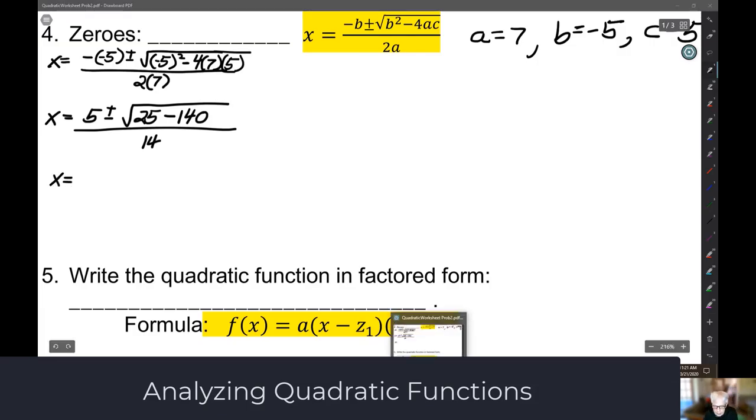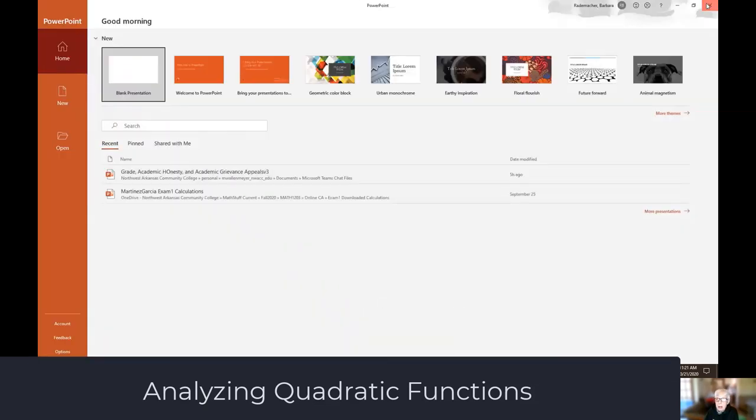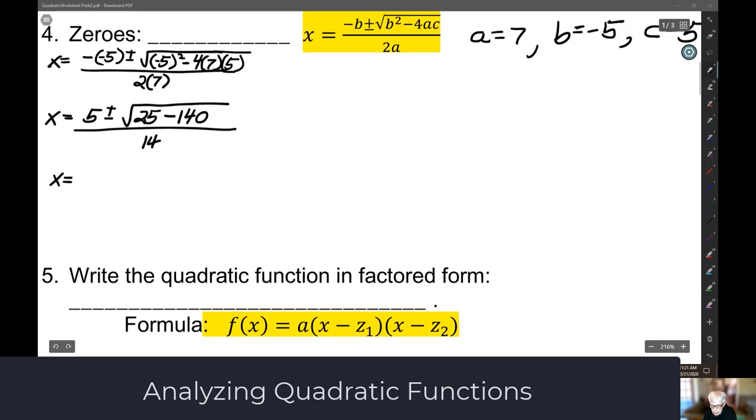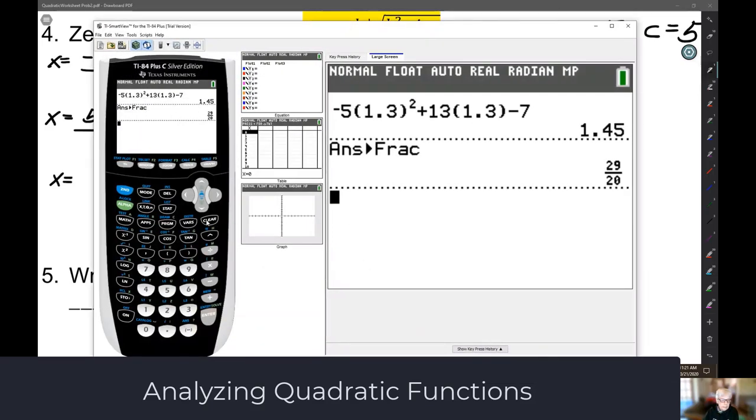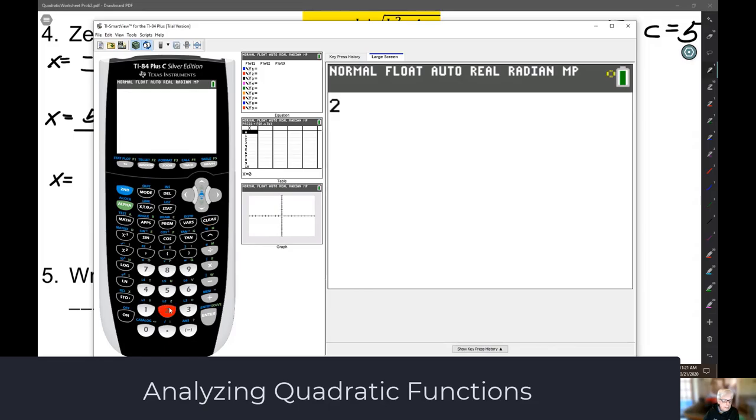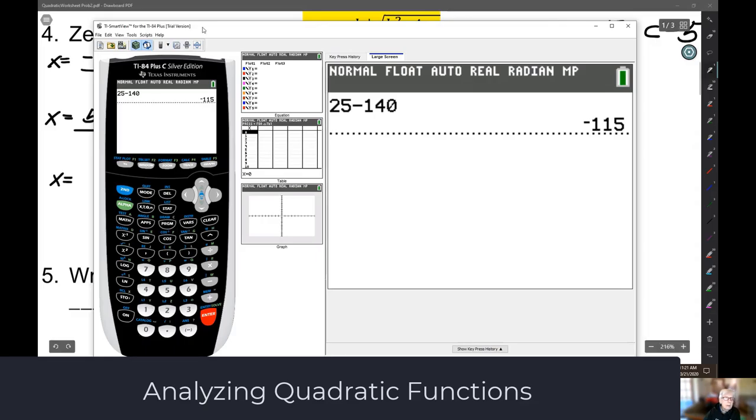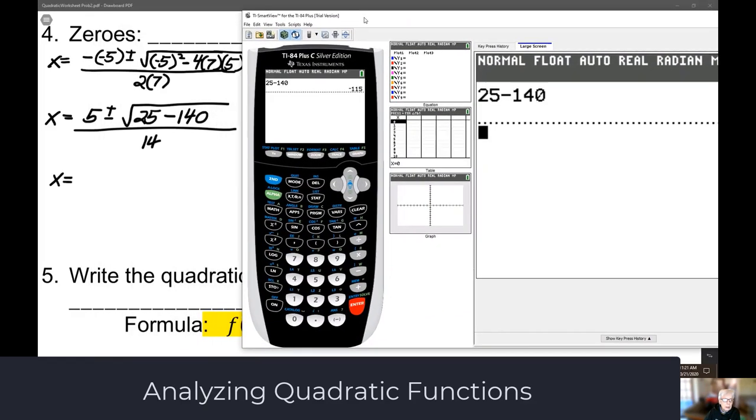Now, get the calculator. Here, calculator. No, I don't want PowerPoint. I want a calculator. 25 minus 140 equals negative 115. Now, something I want to do, I want to make absolutely certain that 4 times 7 times 5 equals 140. Yes. Okay.